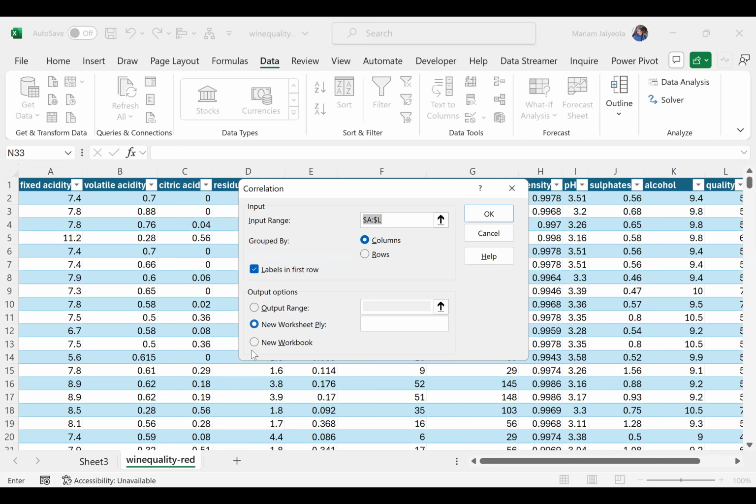I can also choose a separate workbook if I want my analysis on a separate Excel workbook, so I can choose new workbook. But right now I want it to be on that sheet. So I'm just going to say new worksheet, apply, then okay.